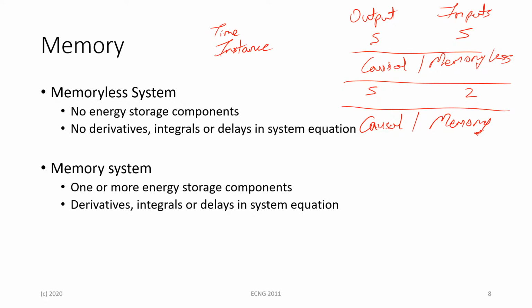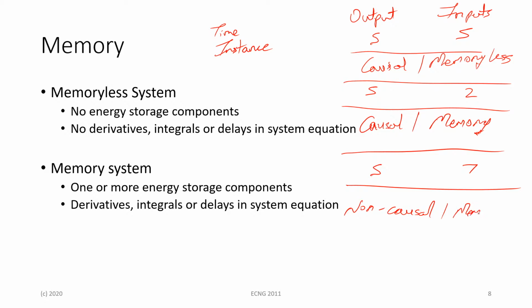In the event that the output time instance is less than the input time instance, that now means your system is non-causal and memoryless. So that's the third condition here if I write it down for you. That would be like if our output here was 5 and the input here was 7, this would be non-causal and memoryless.